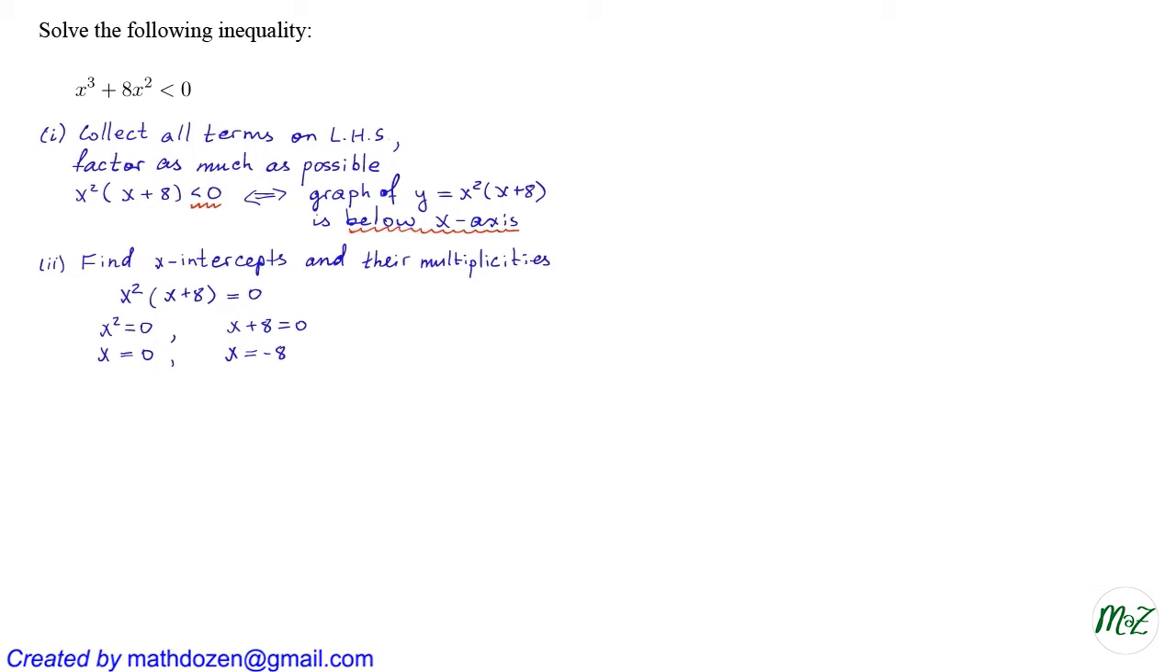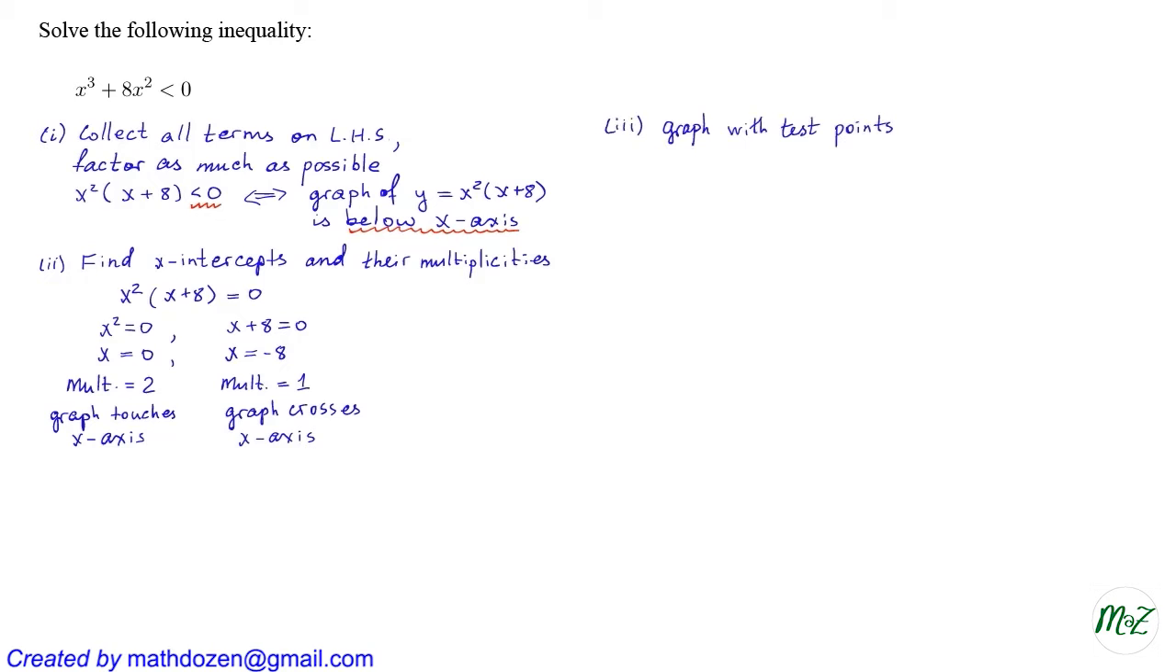-8. And for the multiplicities, x equals 0 has multiplicity 2, and x equals -8 has multiplicity 1. Multiplicity 2 comes from x squared, and multiplicity 1 comes from x plus 8 being to the first power. If the x-intercept is of odd multiplicity, the graph will cross the x-axis at that point. And if the multiplicity is even, the graph will just touch the x-axis but not cross.